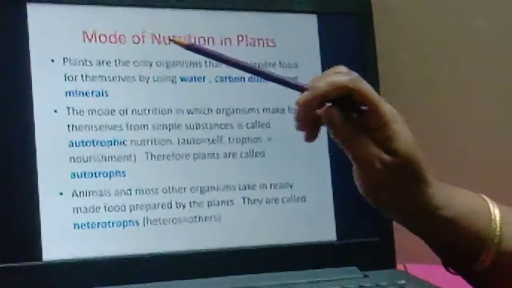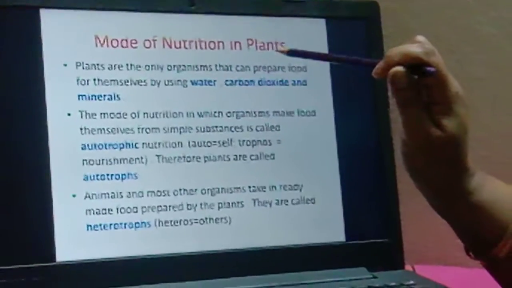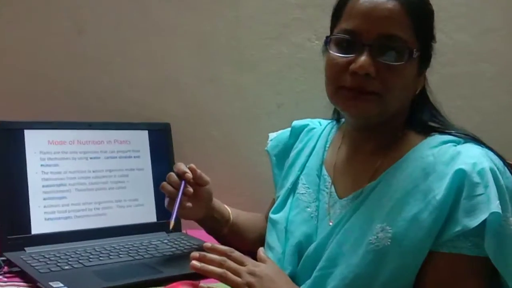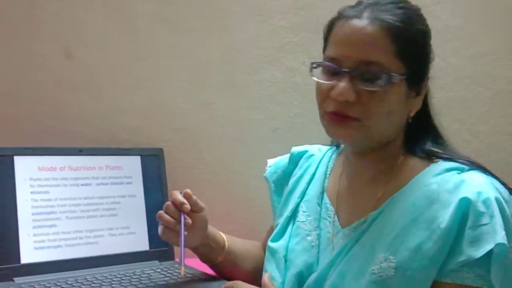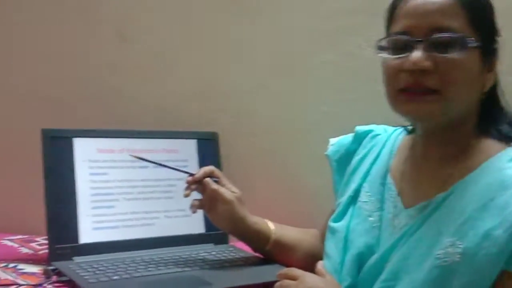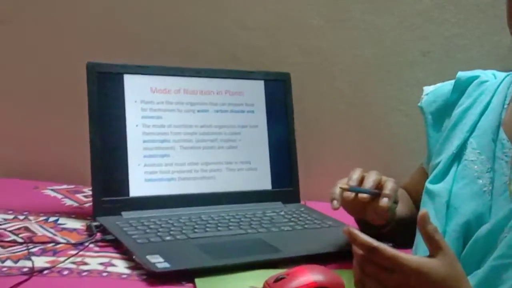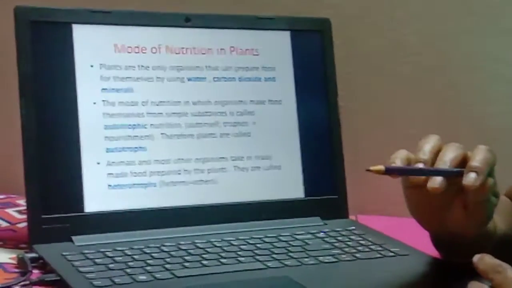Now, mode of nutrition in plants. We, the animals, including human beings, depend upon the plants mainly for our food, right? But plants, how do they get their food? Mainly two modes of nutrition we can see. Here it is explained.